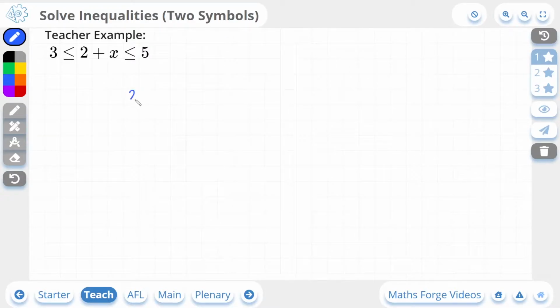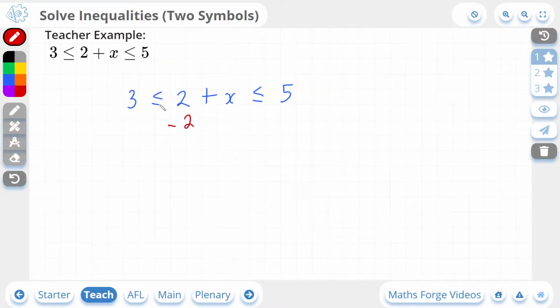Here we have 3 is less than or equal to 2 plus x, which is less than or equal to 5. Now, to solve this inequality is to isolate the x. Right now, there is a 2 being added onto the x. So we're going to have to get rid of this 2, and we're going to do this by subtracting 2.